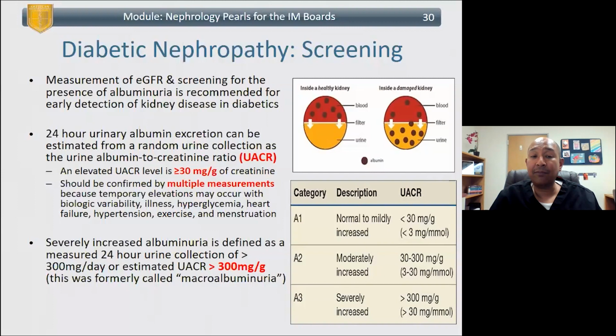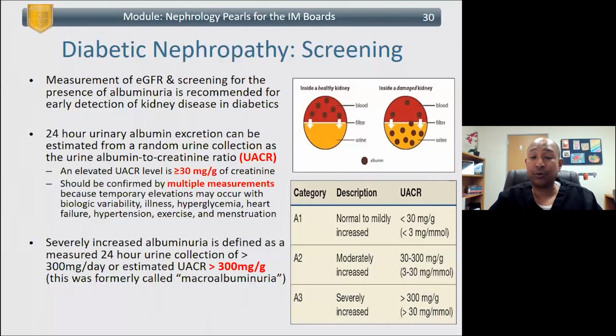And anytime we think about 24-hour albumin excretion or 24-hour anything, that doesn't sound like a very practical thing that patients want to do, or even physicians. So instead of doing a 24-hour albumin excretion, we could actually do an estimate from a random urine collection that we call urine albumin to creatinine ratio. And that's going to be triple star tested on your boards, urine albumin to creatinine ratio.